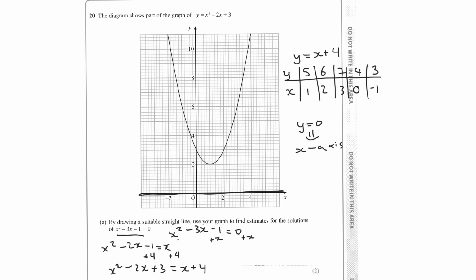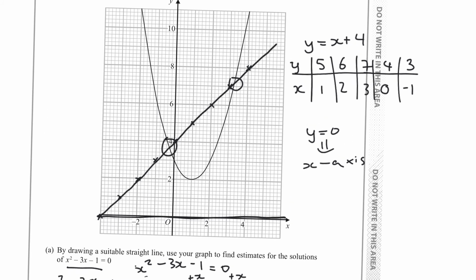So when x is 1, y is 5, 2, 6. So this is quite a nice graph. So when x is 2, y is 6, x is 3, y is 7, and it should end up looking like this. So now connect all the lines together. This is our graph for y equals x plus 4. So now we are looking for the points where they cross.